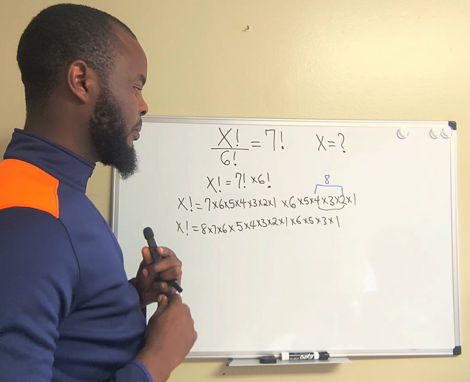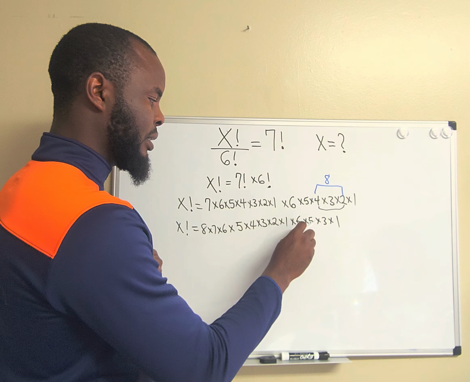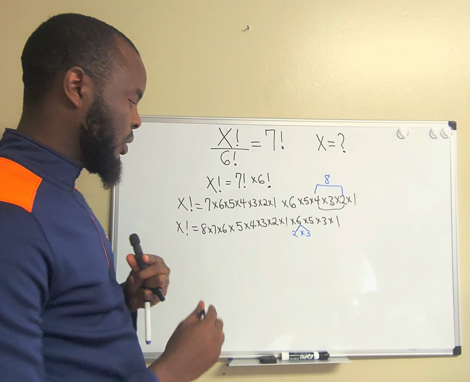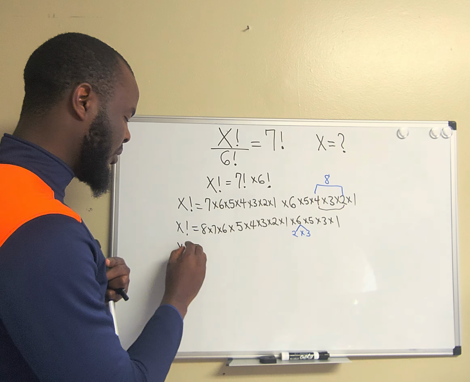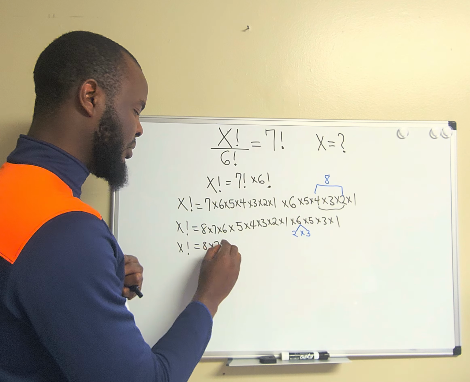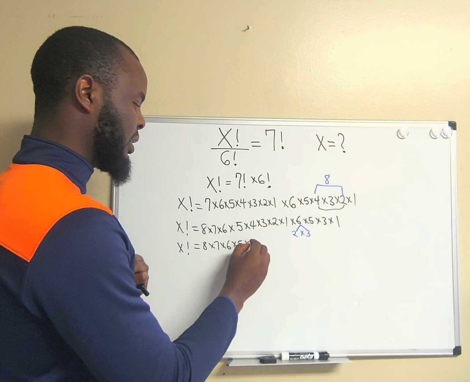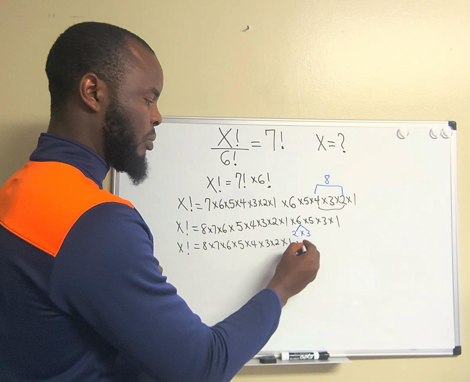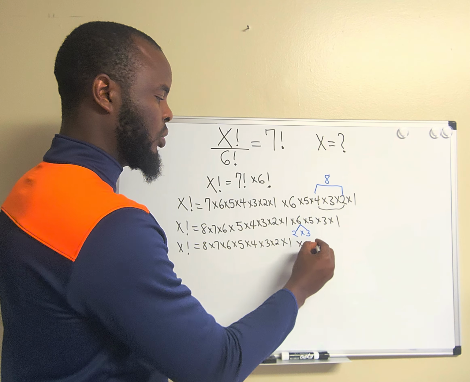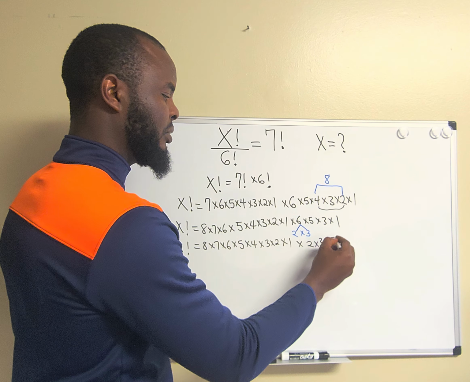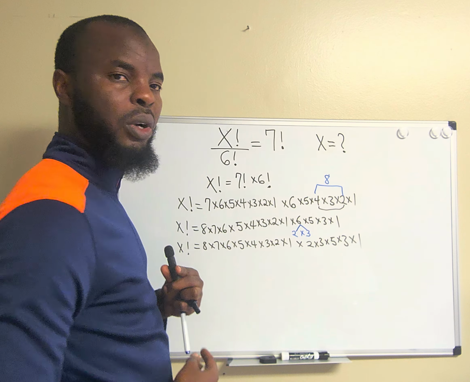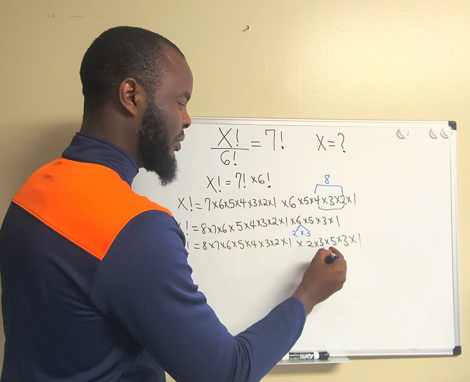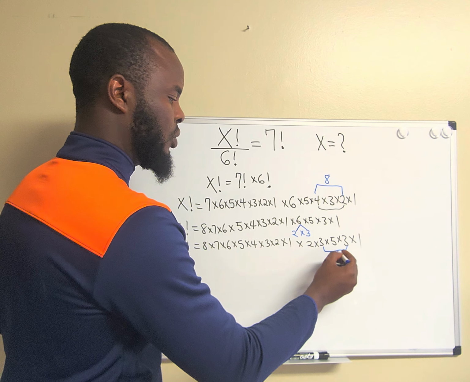And from here also, I can split 6 as 2 multiplied by 3. So here I'm going to have my x factorial as 8 times 7 times 6 times 5 times 4 times 3 times 2 times 1, multiplied by 6, which can be written as 2 times 3 times 5 times 3 times 1. From this, I have 3 multiplied by 3, which also gives 9.